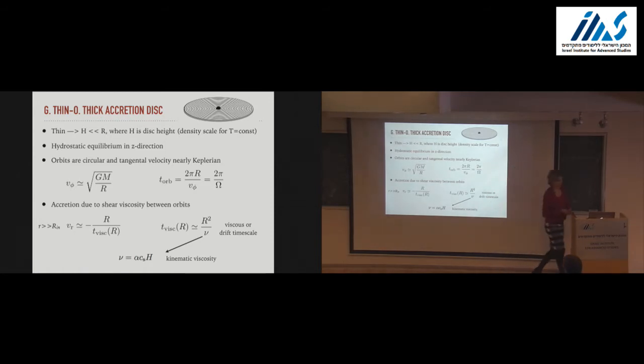In disks, if you use the value for the molecular viscosity, you find out that you cannot reproduce these high luminosities that we observe. And so the viscosity has been proposed, since Shakura and Sunyaev, to be of magnetic origins.